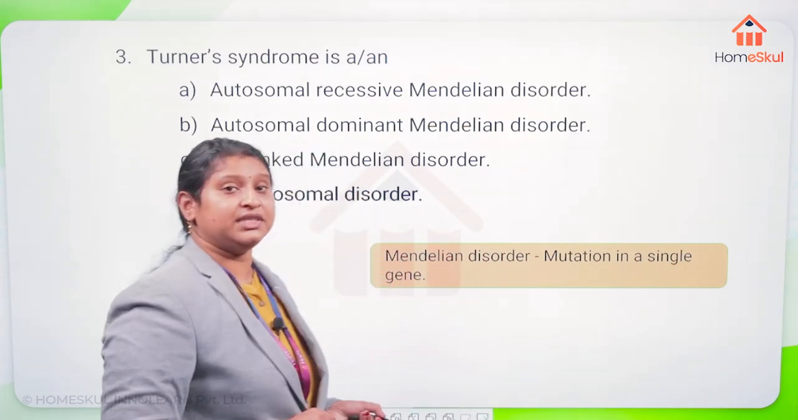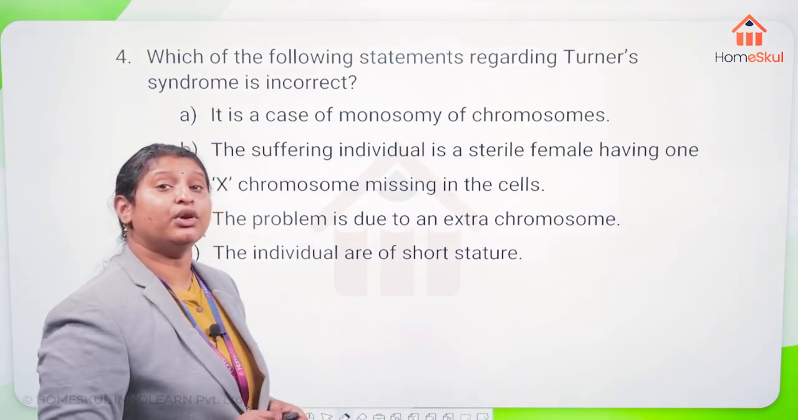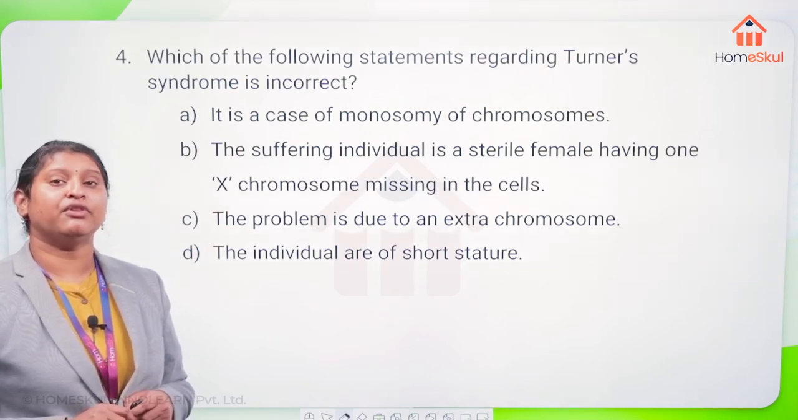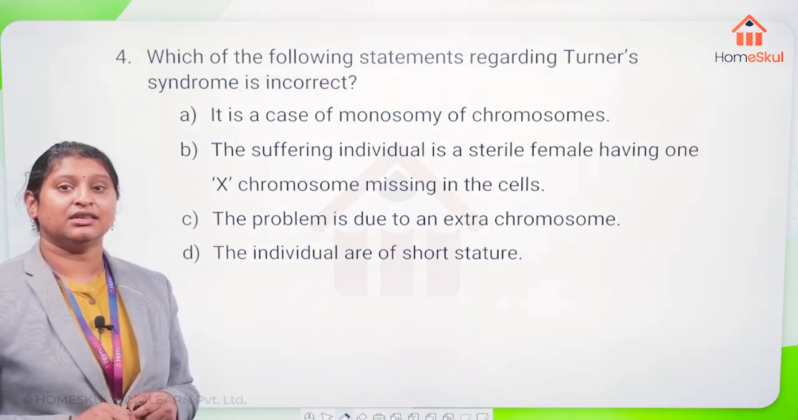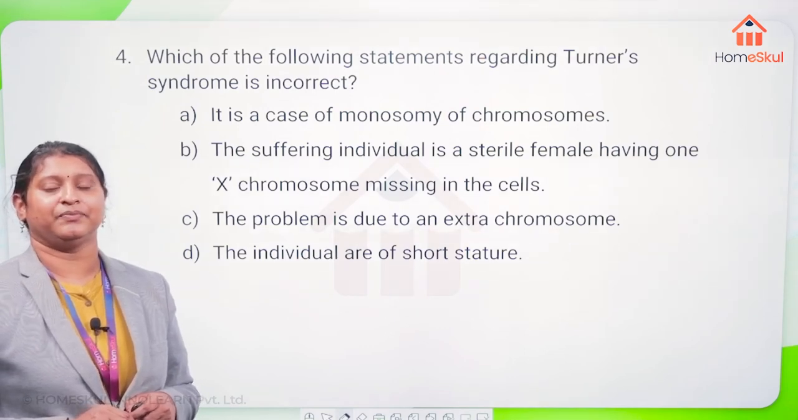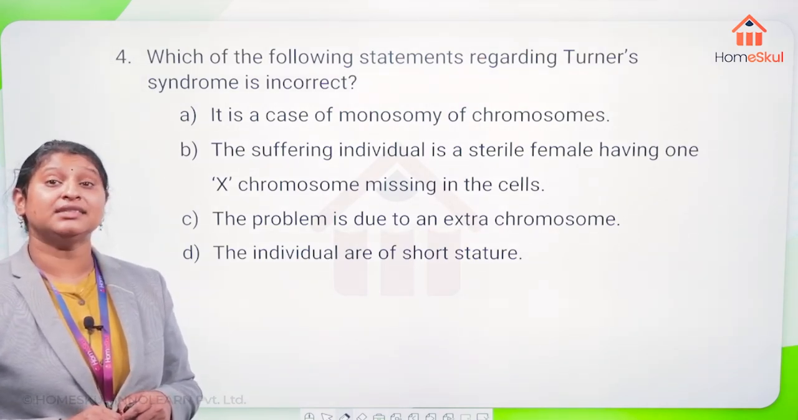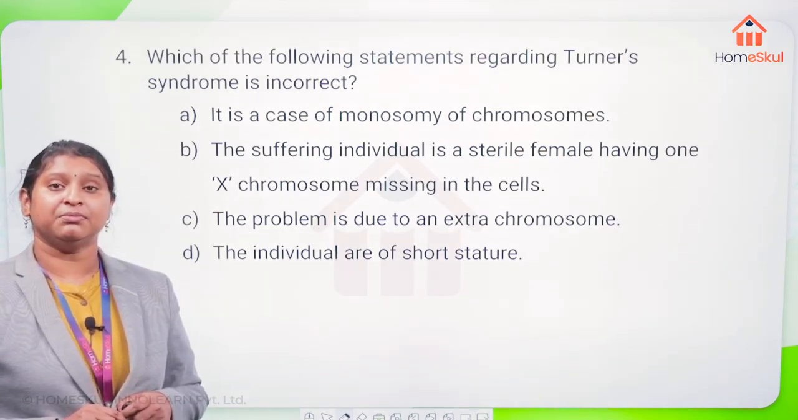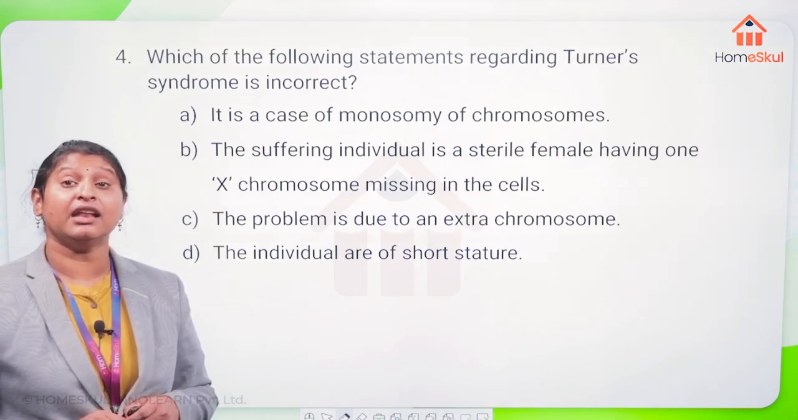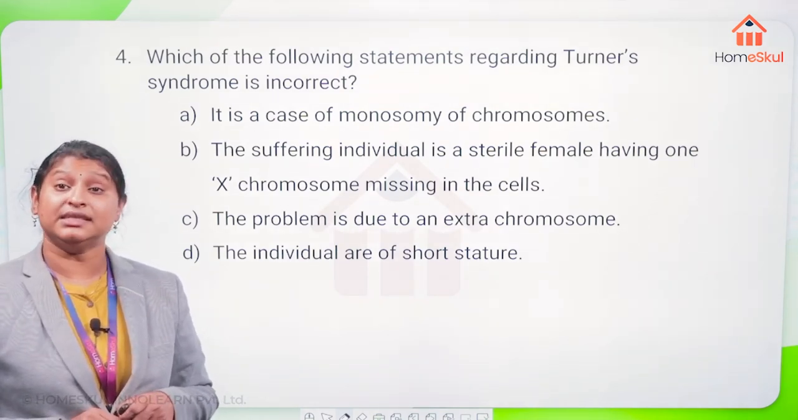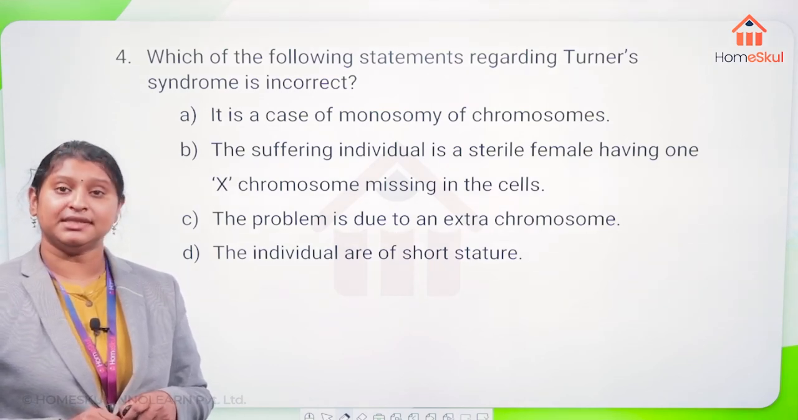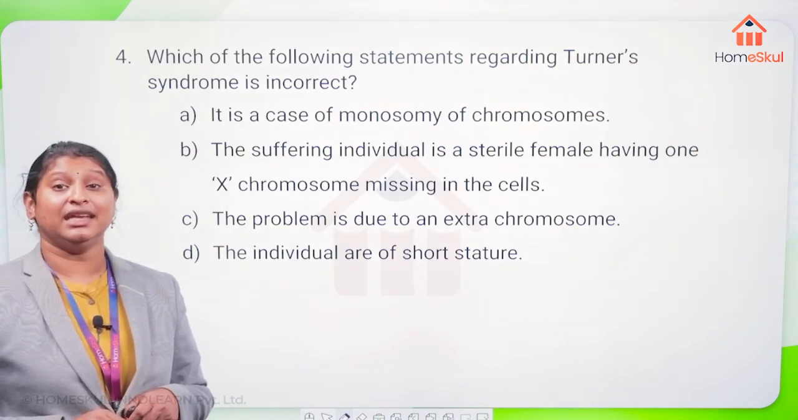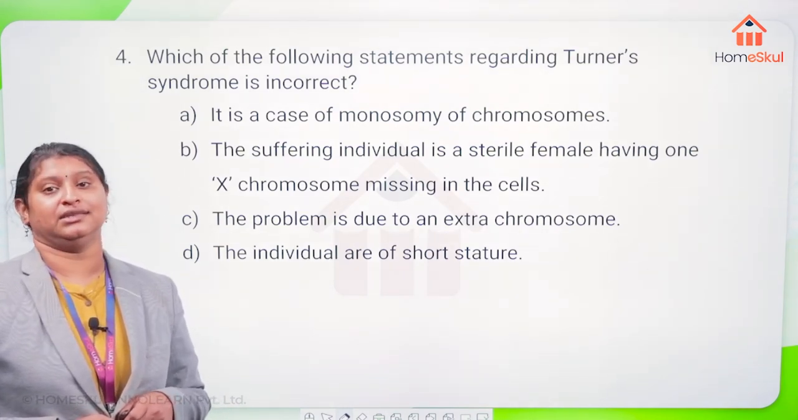Okay. Next question. Which of the following statements regarding Turner's syndrome is incorrect? Option A, it is a case of monosomy of chromosomes. Option B, the suffering individual is a sterile female having one X chromosome missing in the cells. Option C, the problem is due to an extra chromosome. Option D, the individuals are of short stature.